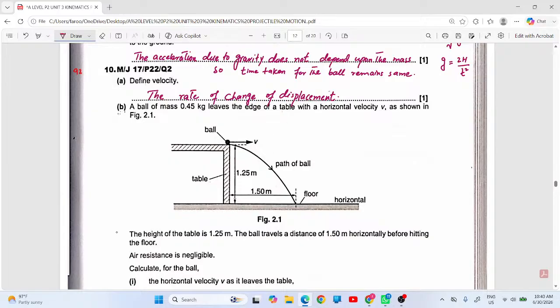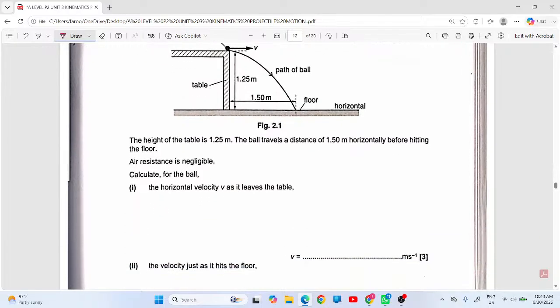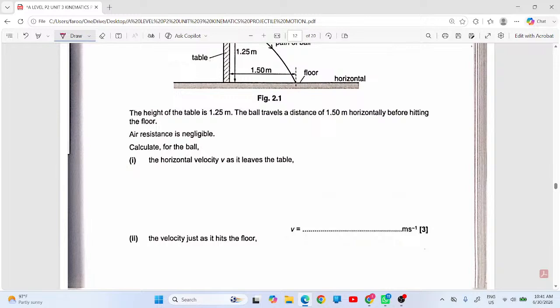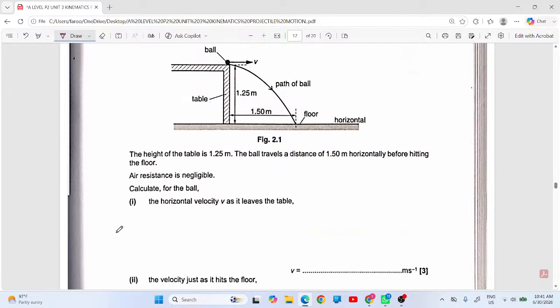Again, same situation. Now, in this case, height and horizontal distance are given, but the horizontal velocity and vertical velocities are not given. Okay? पहले वाला ही क्वेश्चन है, लेकिन वैल्यूज चेंज कर दी हैं। Next is, डेटा लिखा हुआ है. Okay, calculate for the ball the horizontal velocity v as it leaves the table. So you have to find the horizontal velocity.